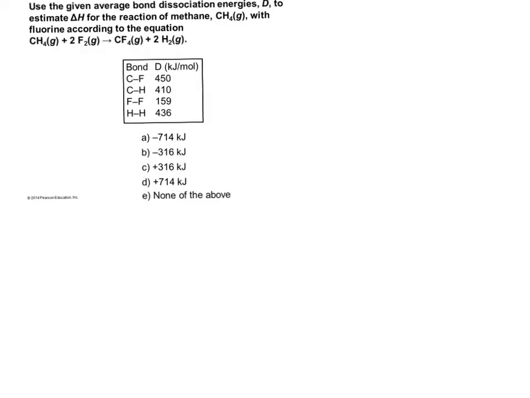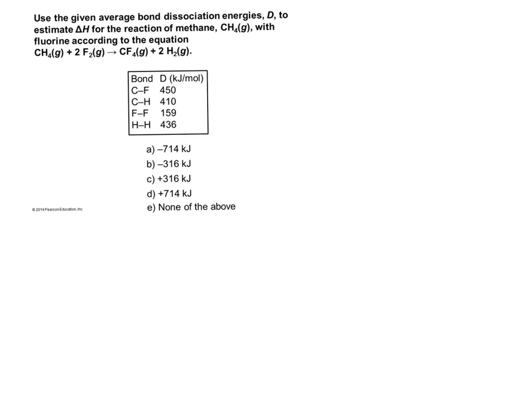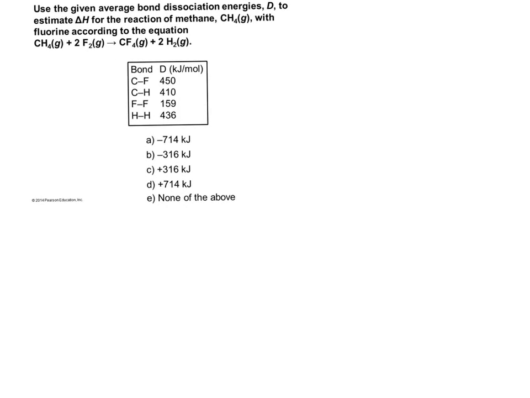Use the bond dissociation energies to estimate the change in enthalpy for the reaction of methane with fluorine according to the equation shown. All right, the change in enthalpy for our reaction is equal to the sum of the bond dissociation energy of the reactants minus the sum of the bond dissociation energy of the products.